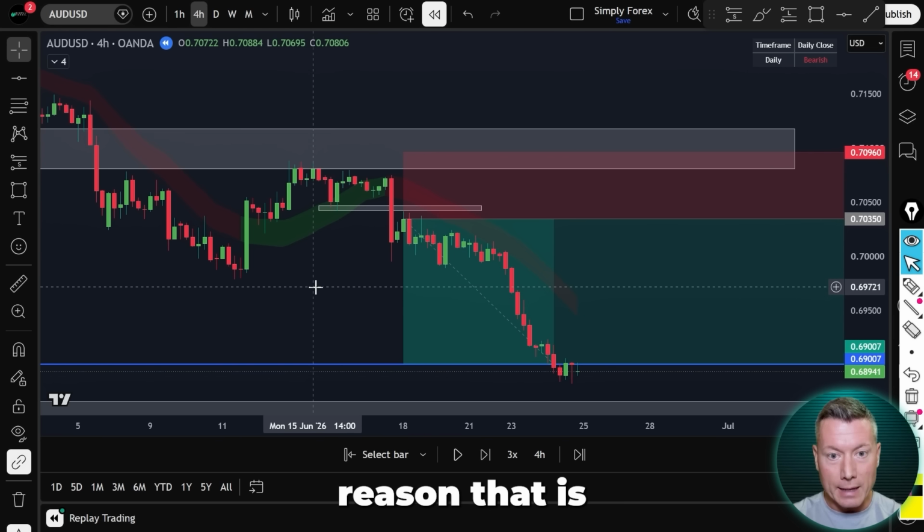And the reason for that is because we have so much confluence. We have so many sellers pulling in the same direction, right? We've got daily sellers, we've got H4 sellers, we've got weekly sellers. And that's why we get a quick move with this trade.